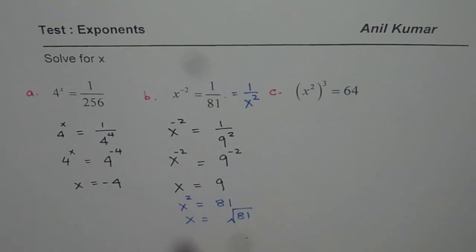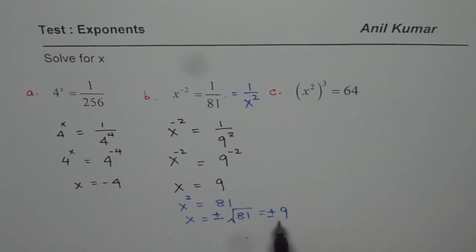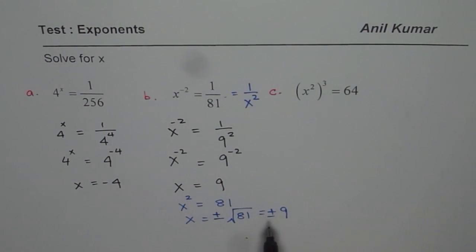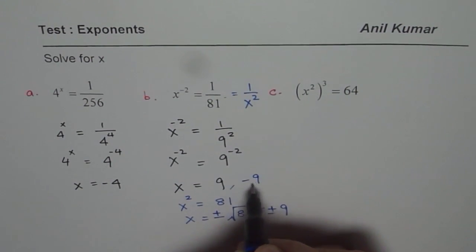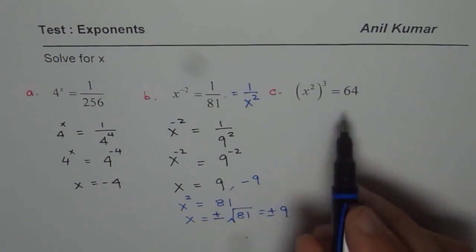Now remember one thing. Whenever you take a square root, you have the possibility of two answers, right? So both are possible answers for you. In this case, we should get plus minus 9 as the answer, right? So remember this part: whenever you're doing squares, both are possible and both are correct answers if we are not given any restrictions. So in this particular case, I should write 9 and also minus 9 as my solution, right?